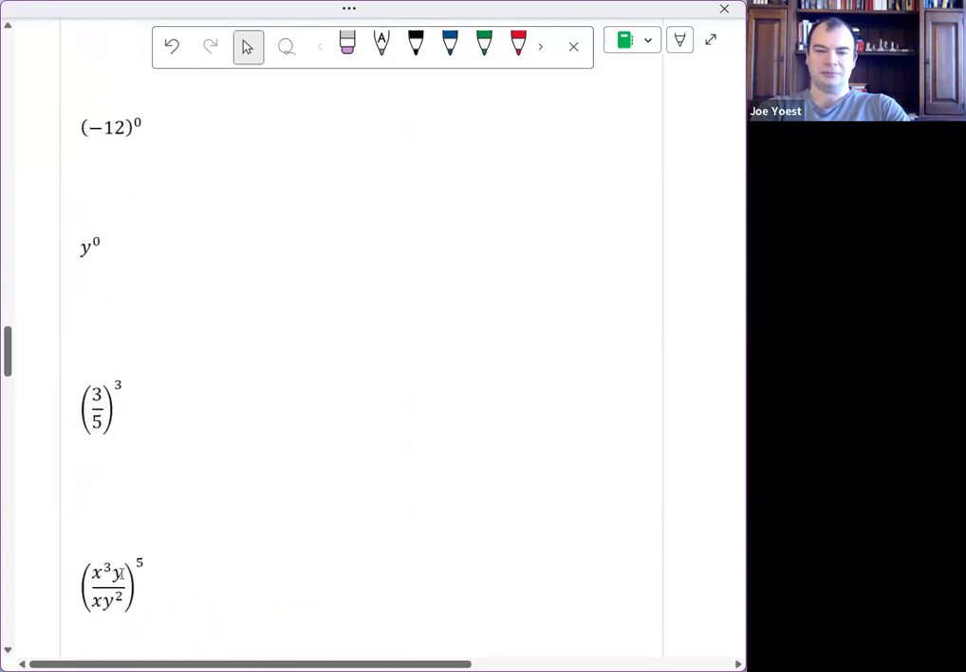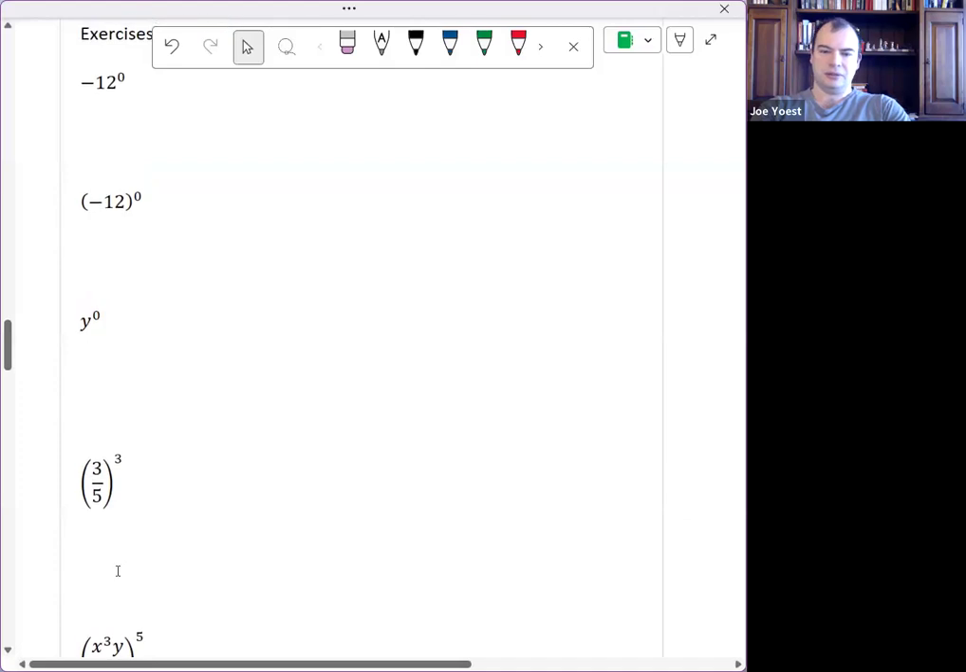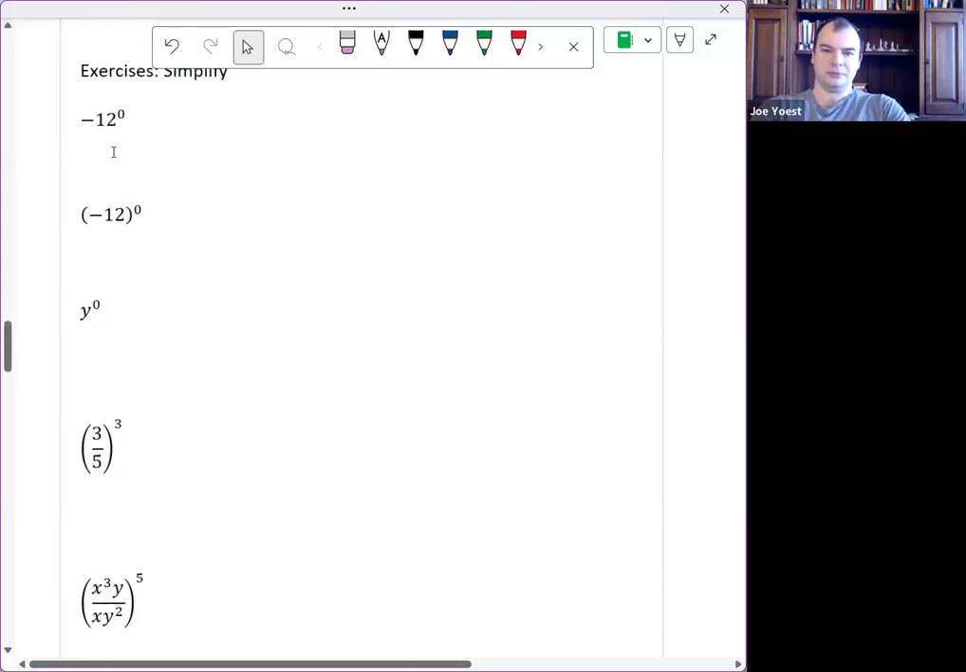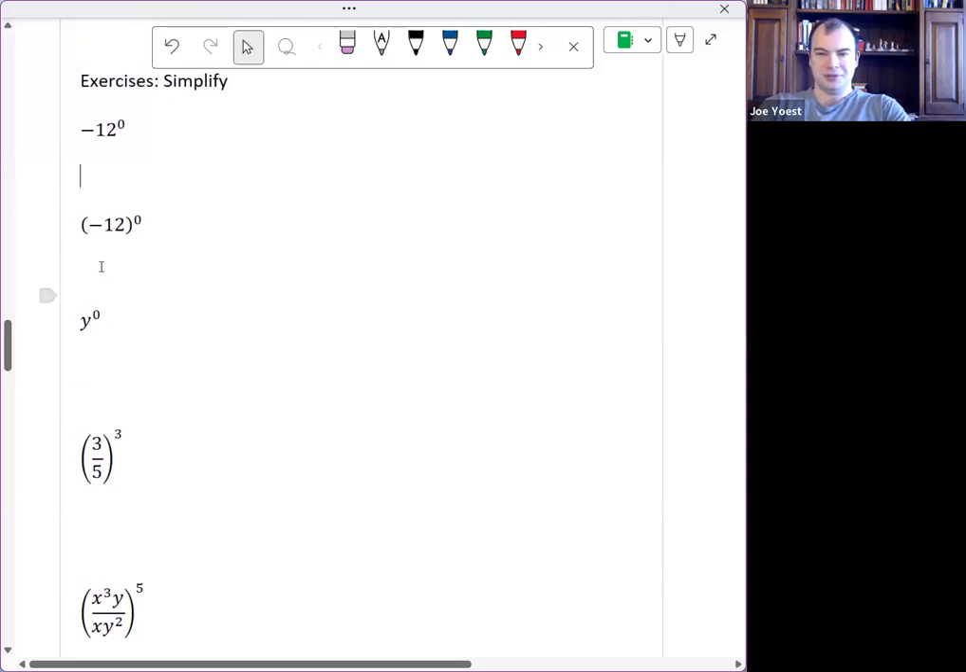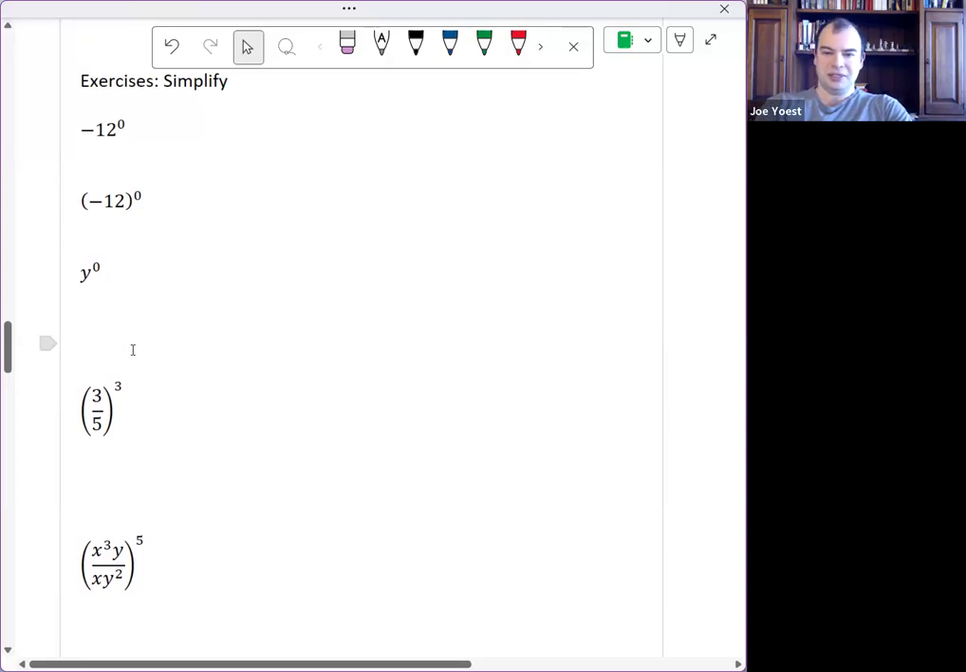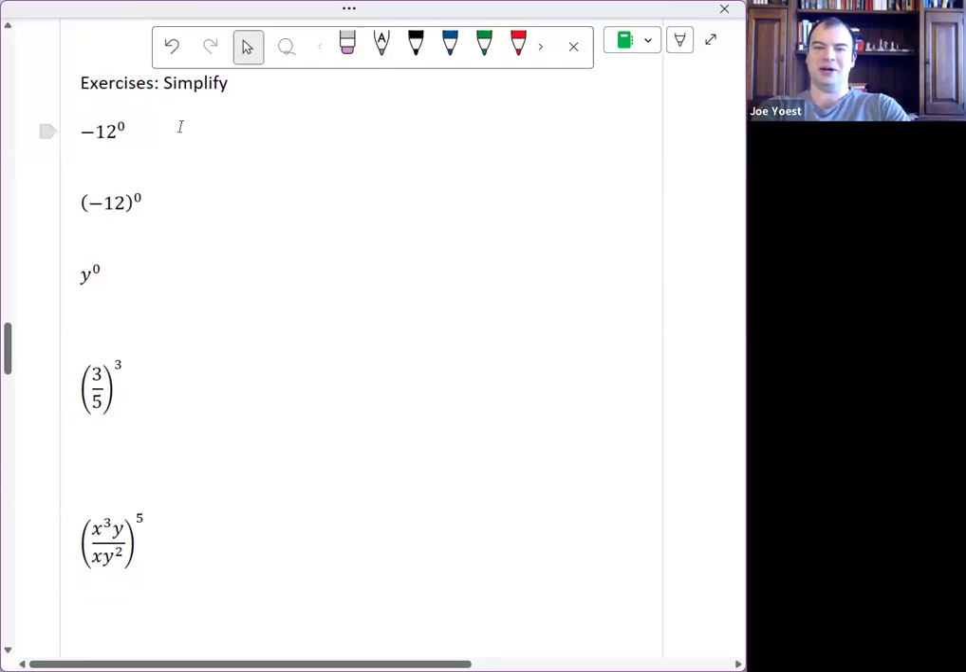Okay, let me erase just a couple of these lines here. So here we have 5 exercises. Trying to get them all on the page. I zoomed in a little bit, so that made them run off the page a little bit. There we go. All right, so we have 5 exercises to simplify.